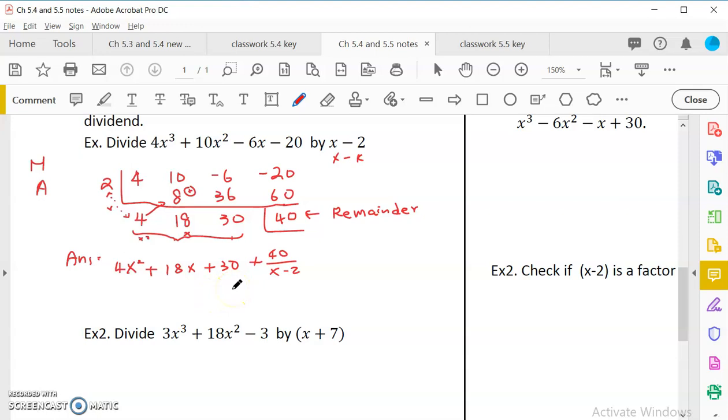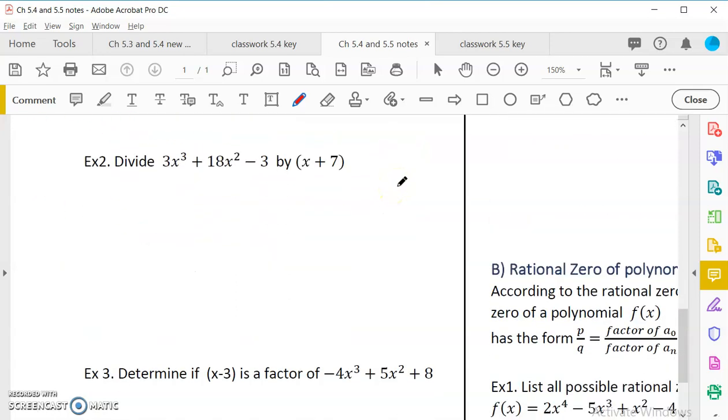The important thing to remember is this has to be in sequence, and you have space between them. If there is a missing term, you put 0, and this is always x minus k. Okay, let's do another one.